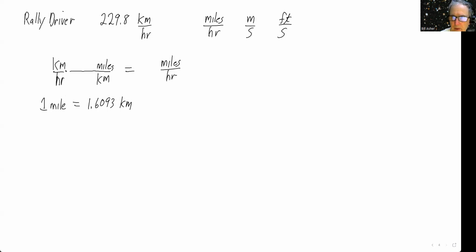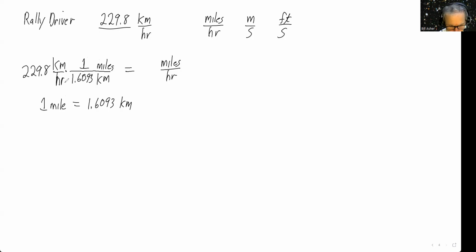Okay. I guess I don't need that anymore. So this would be 1 up on top, and then 1.6093 kilometers on the bottom. And our value out here is 229.8 kilometers per hour, because that's what we're trying to convert into miles per hour, right?